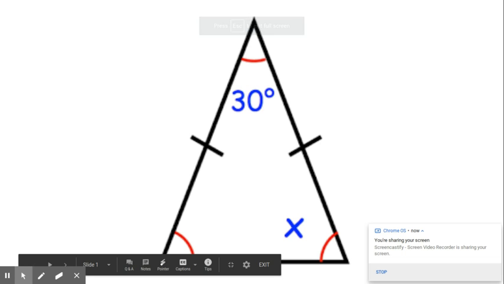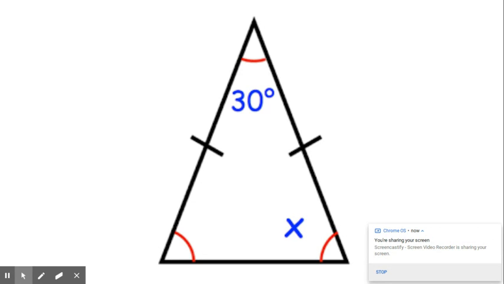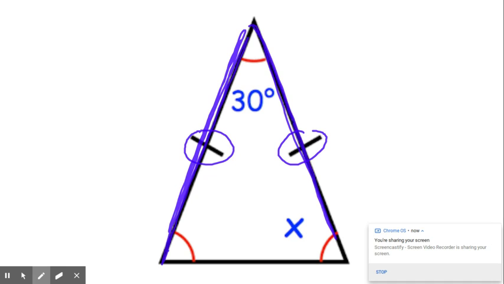All right, let's take a look. We've got to find x here. Now, notice this is an isosceles triangle. An isosceles triangle has at least two sides that are congruent. So that means that if these two sides are the ones that are congruent, and I know that they are because I have the tick marks here, the tick marks tell me that these are the legs. So I have a leg here and a leg here.